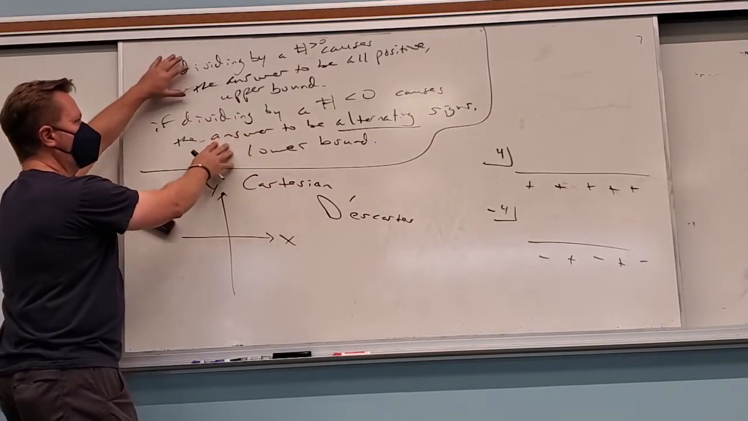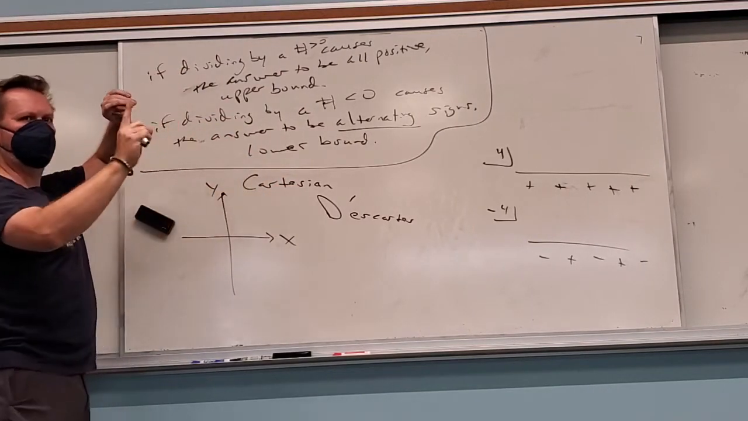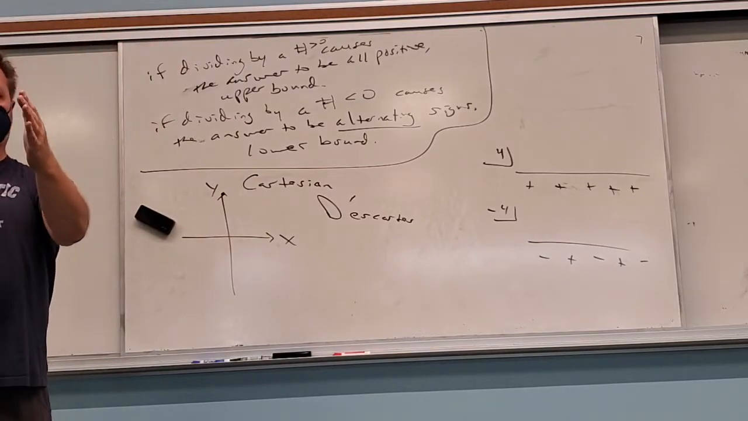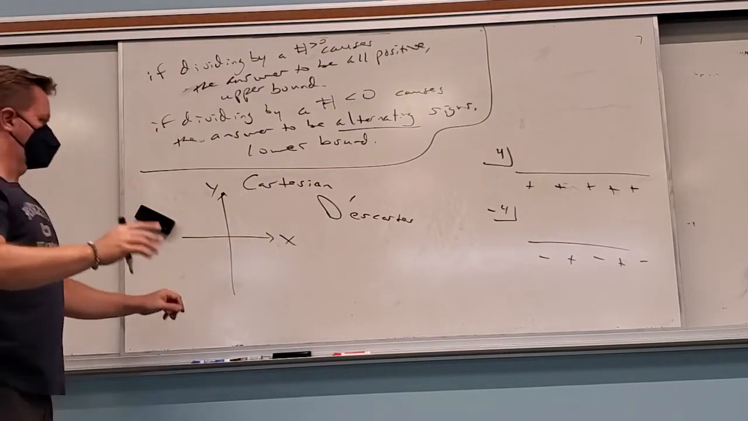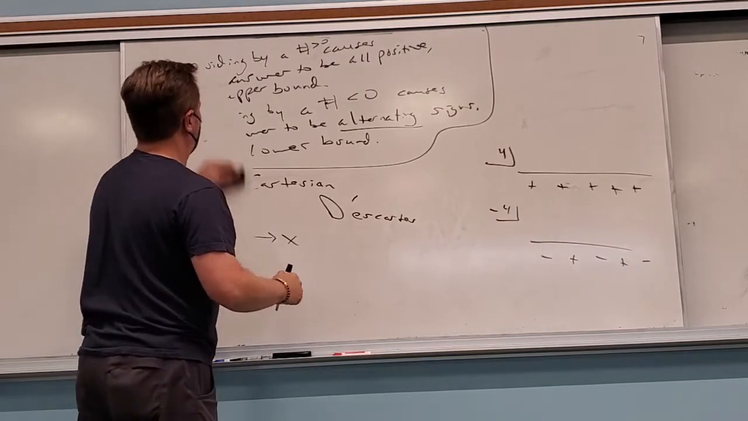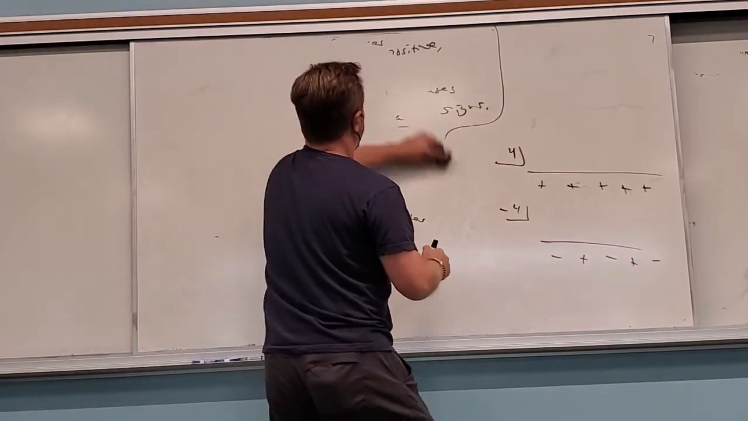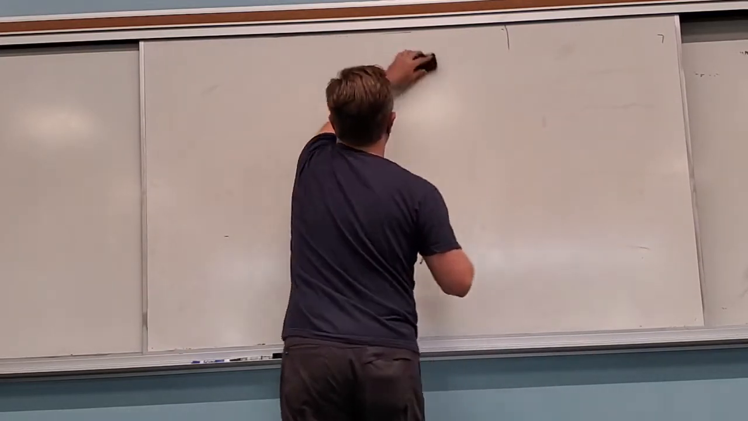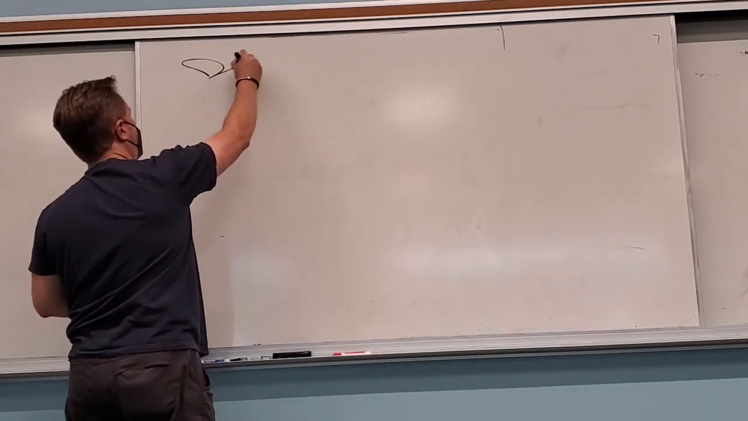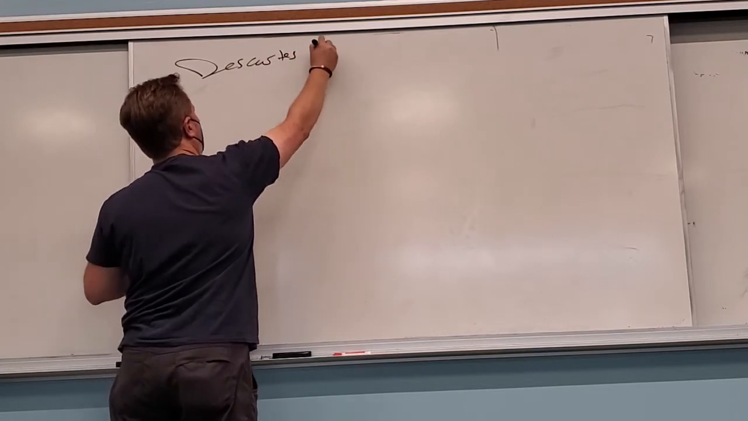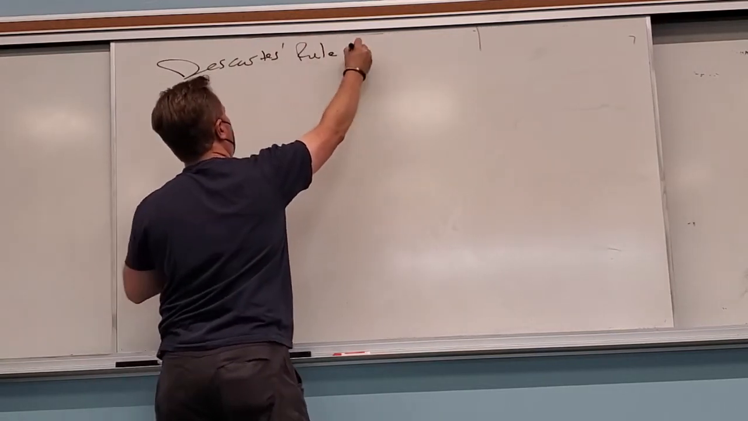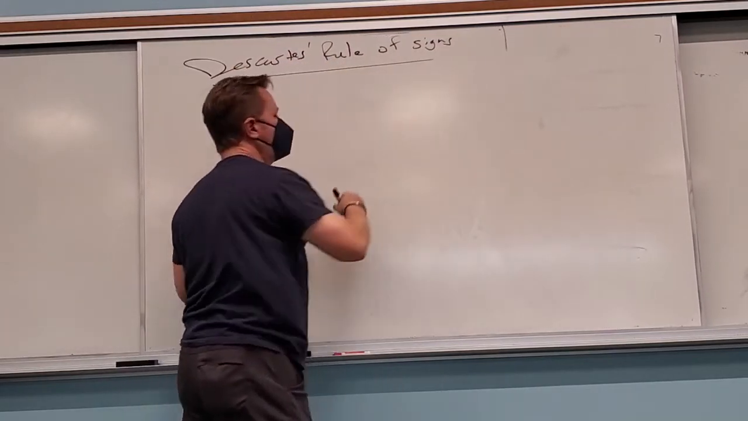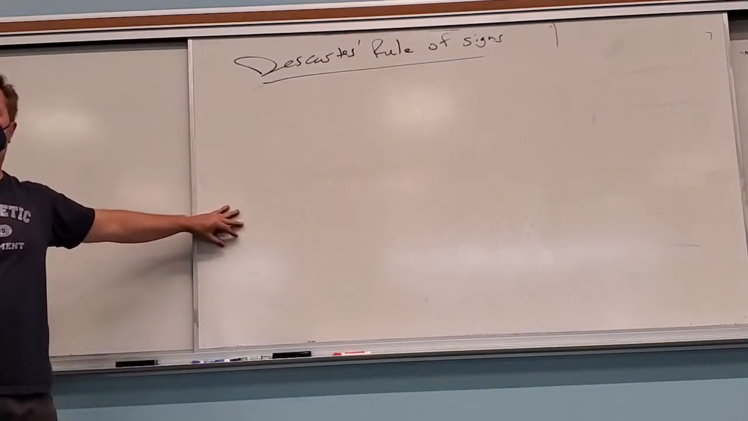So we got upper and lower bounds, and I'm going to show you one more thing that will help you cut down your list. Another thing Descartes came up with is called the rule of signs, and it's very related to the bounds idea.